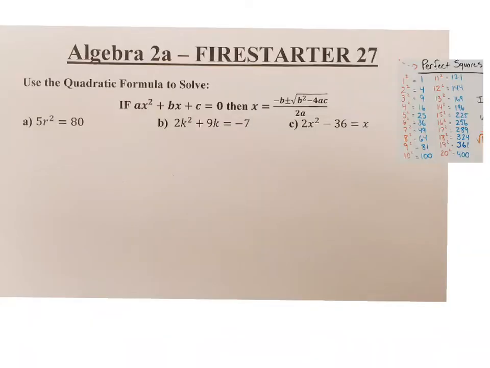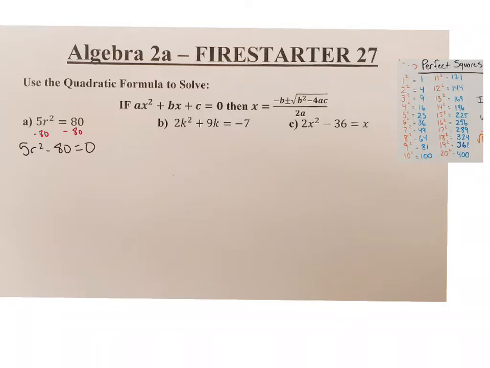All right, Firestarter 27. I'm going to do everything exactly the same that we've been doing before. Remember, it has to equal 0. So the first thing I'm going to do on a is subtract 80 from both sides. Remember, those are not like terms. You cannot combine them, so it just becomes 5r squared minus 80 equals 0.